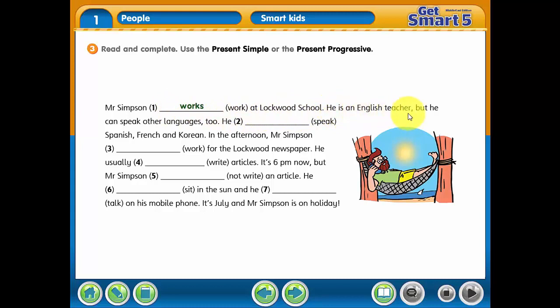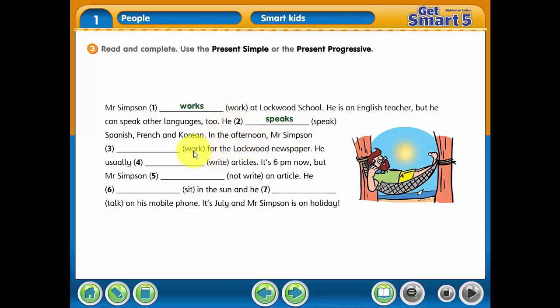He's an English teacher. But he can speak other languages. He speak Spanish, French and Korean. He speaks Spanish, French and Korean. Is this permanent and repeated, or is he speaking Spanish and French only now? This is permanent. So the present simple here, it will be present simple. Also we will add S to the verb because the subject is singular.